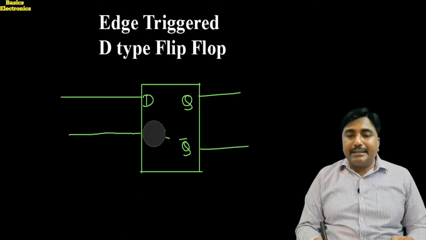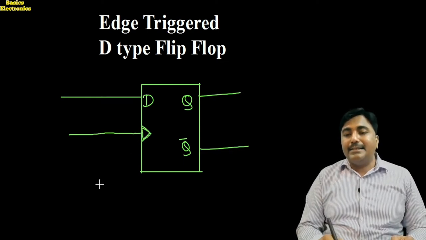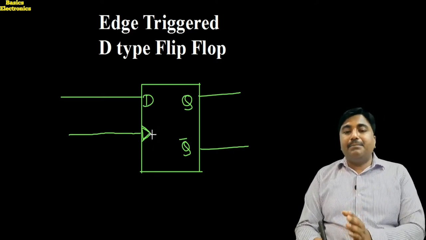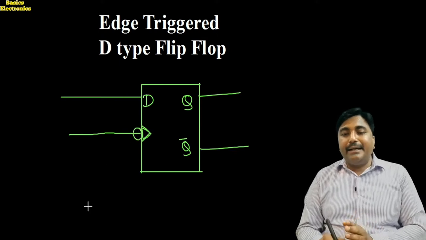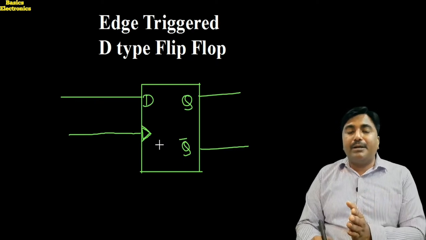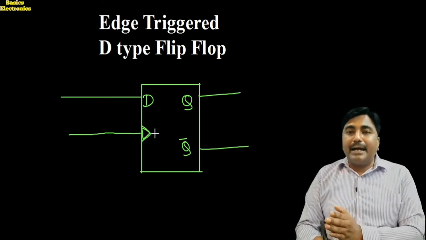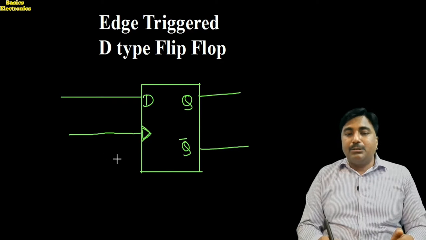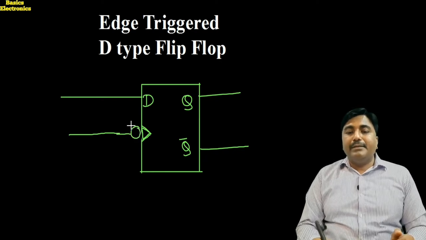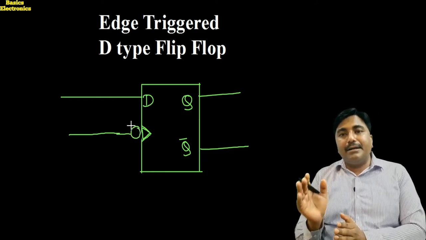But in this case, instead of a single line, we apply one triangle here, and that is indicating there is an edge triggering. If there is a bubble, then it indicates negative edge triggering. If there is a direct clock input applied to the edge, then it is called positive edge triggering. So this is the positive edge triggering. If we have to use the negative edge, then here we apply one bubble. This bubble indicates there is a negative edge.